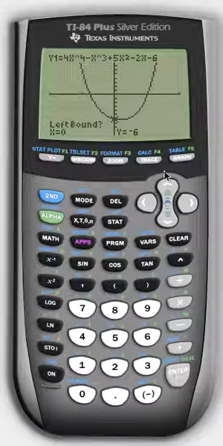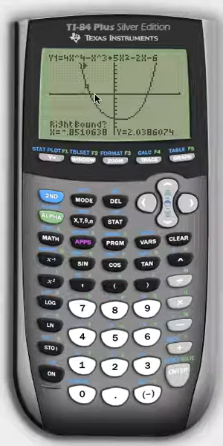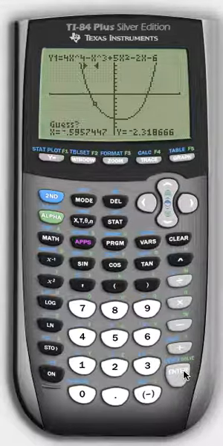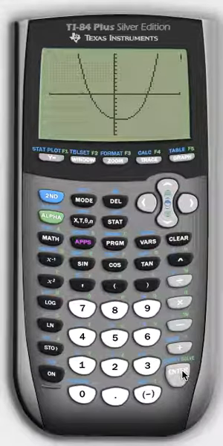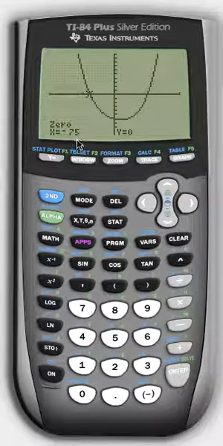and hit enter. Now we want to get a left bound, so keep arrowing left until you're to the left of the root that we want to figure out. Hit enter to lock in that left bound. It's asking for the right bound now, so arrow to the right of the root. Hit enter to lock that in. We don't care for the guess, so hit enter again. And it's telling you now that that 0 is, in fact, -0.75 or 3/4.